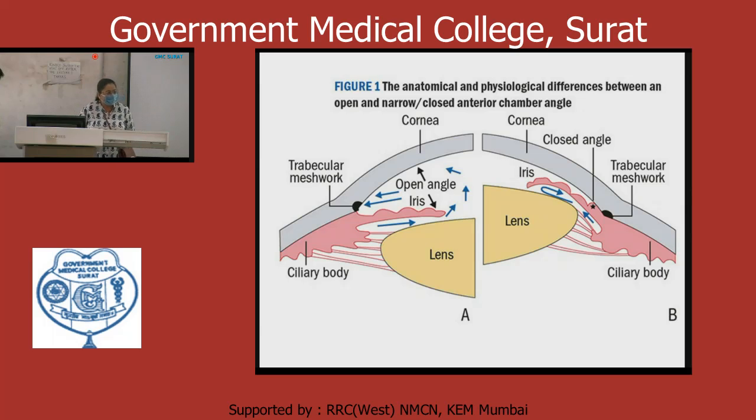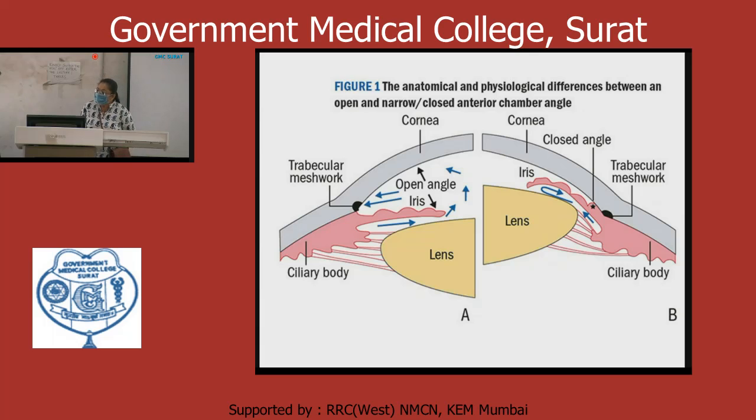You can see the position of the lens when it becomes accommodated. In this way, the trabecular meshwork is blocked by the back of the iris. So there is raised IOP, and this is a vicious circle. The aqueous accumulates in the posterior chamber and is not allowed to come into the anterior chamber. So the peripheral iris moves forward, and secondarily the trabecular meshwork is blocked.